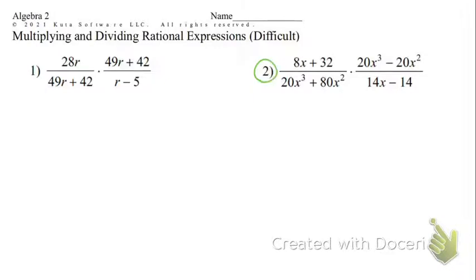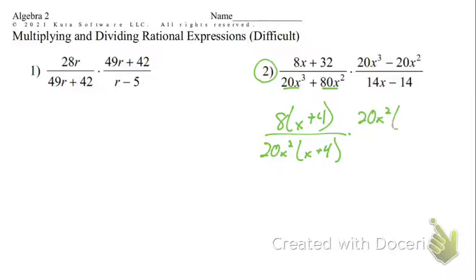All right, so I'm going to go ahead and factor the top. That's going to take an 8 out. I'm left with x plus 4. And that's all over here. I'm going to take a 20x squared out. I'm left with x plus 4. This is times. I'm going to take a 20x squared out here. And I'm left with x minus 1. And on the bottom, I'm going to take out a 14. I'm left with x minus 1.